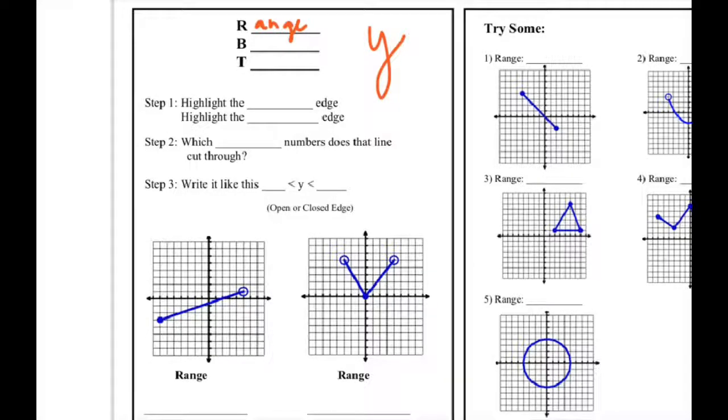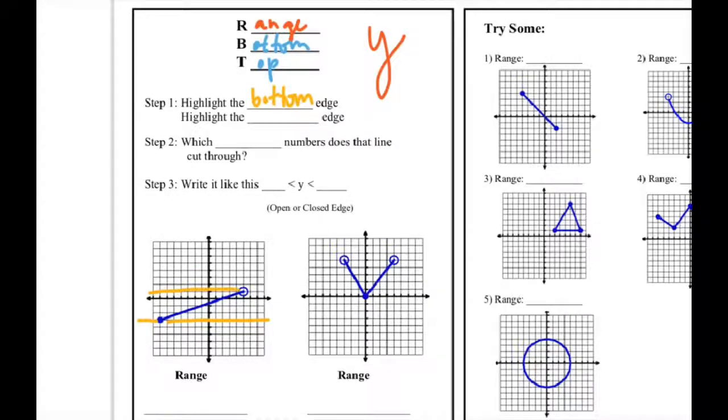Well, on the y-axis, numbers go up and down. So we're going to start at the bottom and go to the top. So this one here, range is bottom to top. So what we're going to do this time is we are going to highlight the bottom edge. Has to cut through the y-axis. Range is y. There we go. Cut through the y. That is the lowest y value on my graph.